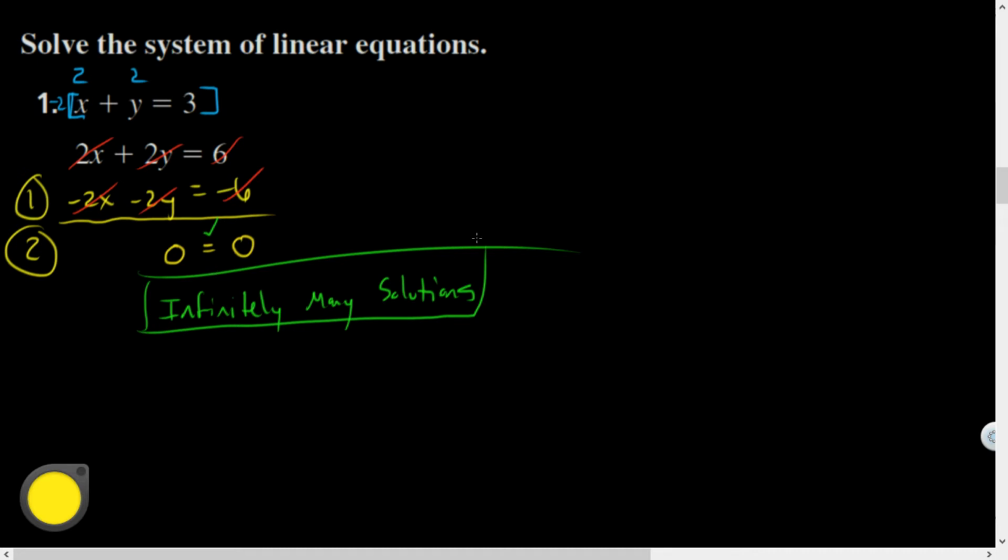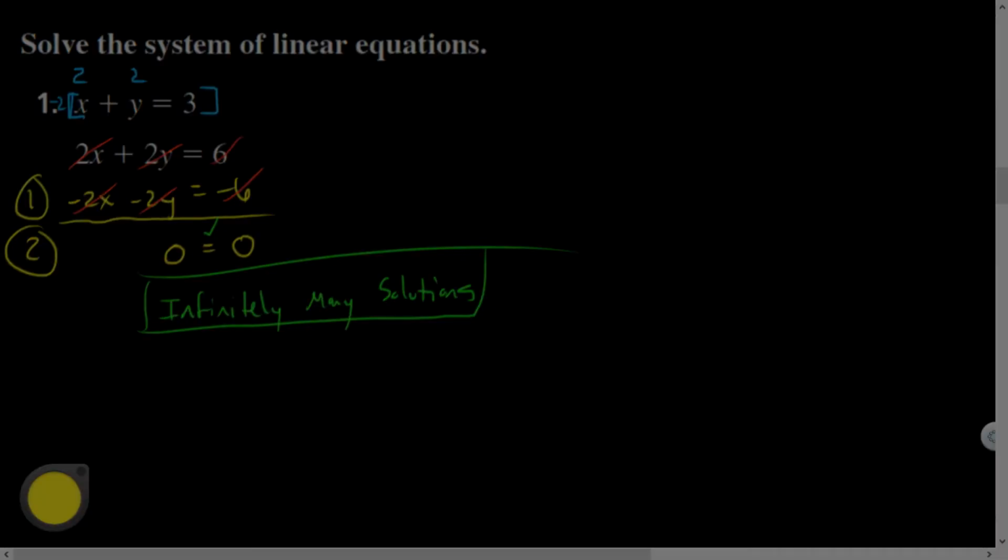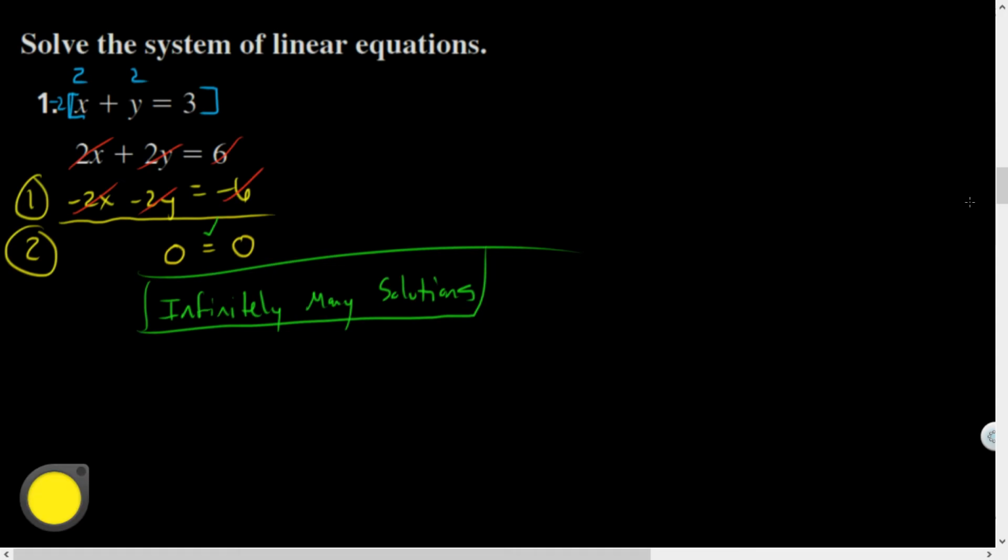Question? Yeah. It wouldn't have necessarily come out with zeros. It might have been like 7 equals 7. But as long as it's true, yeah. Or no solution if you end up with a false statement.